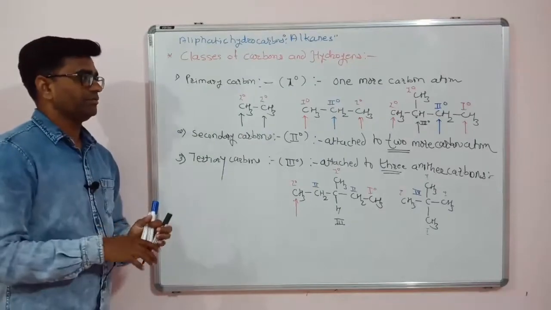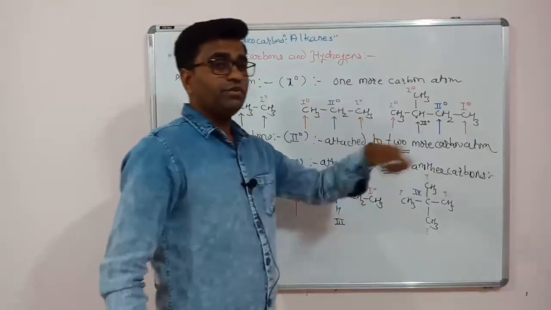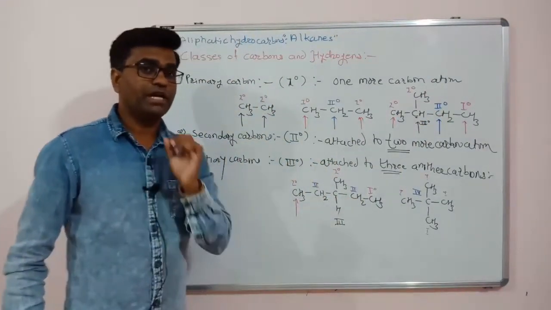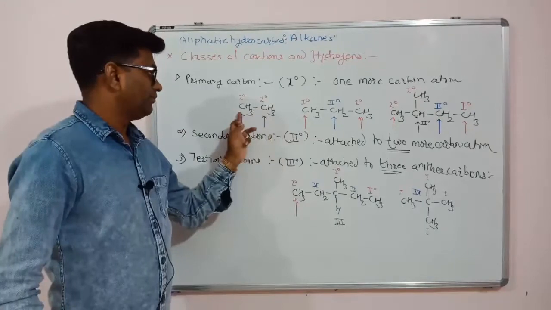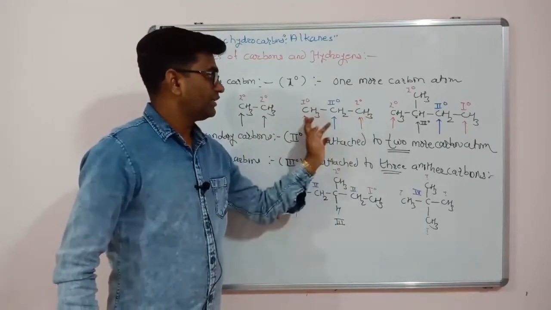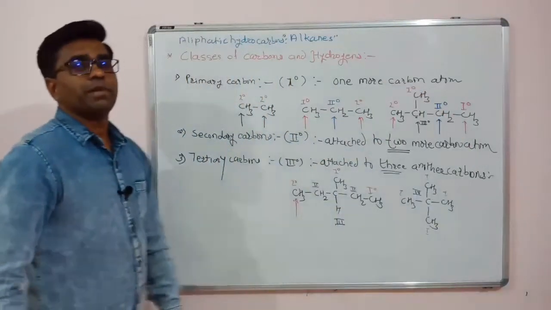Only one more carbon atom. So in this way, a primary carbon is attached to one more carbon atom. So mostly terminal carbons are primary carbons. Here, terminal means those at the very end. So these are the terminal carbons, which are primary.